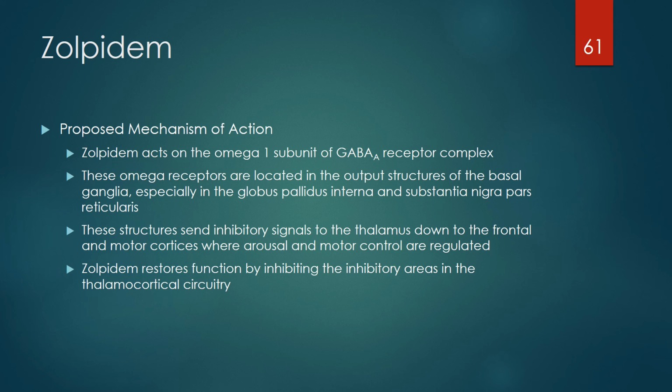the proposed mechanism that they think of why Ambien may help with this is because it acts on the omega-1 subunit of the GABA-A receptor. These omega receptors are located in the output structures of the basal ganglia, especially in the globus pallidus interna and the substantia nigra pars reticularis. These structures send the inhibitory signals to the thalamus, down to the frontal and motor cortices, where arousal and motor control are regulated. So they think that Ambien restores the function by inhibiting the inhibitory areas in the thalamocortical circuitry.